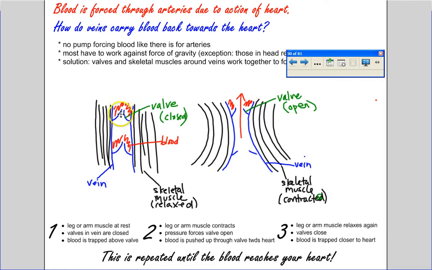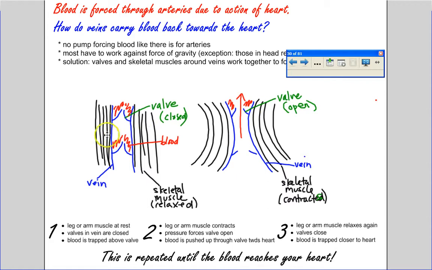Okay, so we have valves in our veins, and right now the valves are closed, so the blood is sitting kind of pooled on top of the valve. So what happens is, when your muscle contracts, it pushes in against the vein, and it forces the blood to pass up through the valve. So it forces the valve open, and it forces the blood to pass up towards your heart.